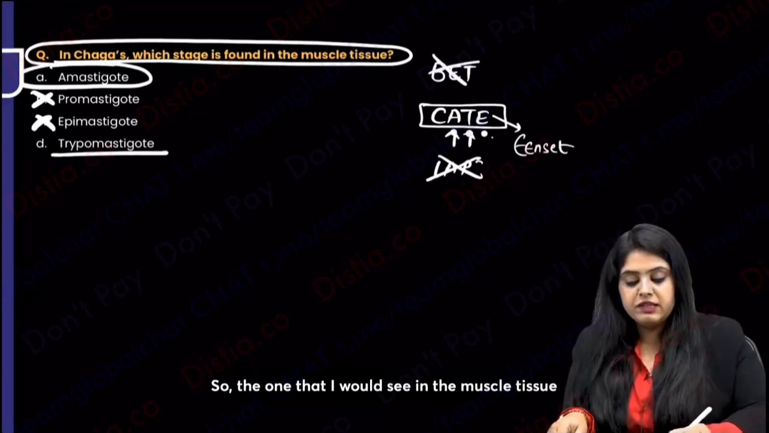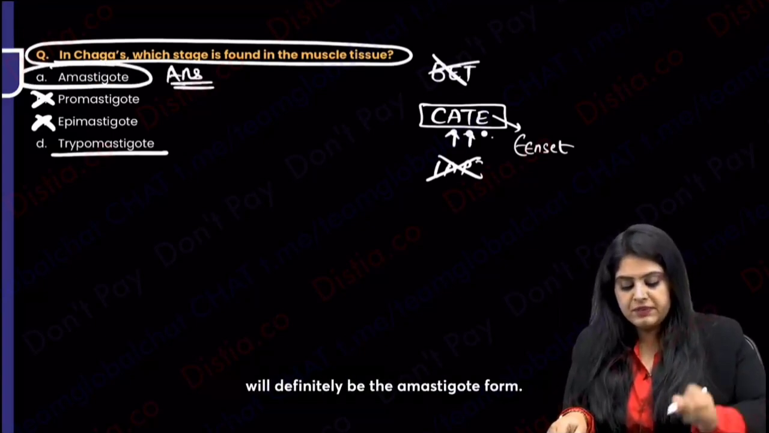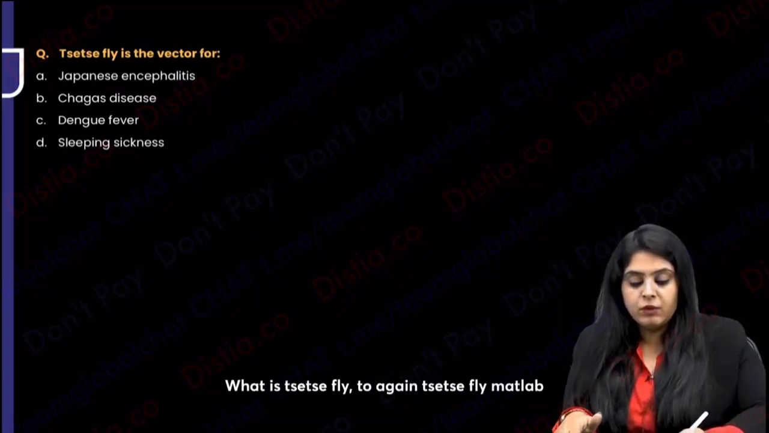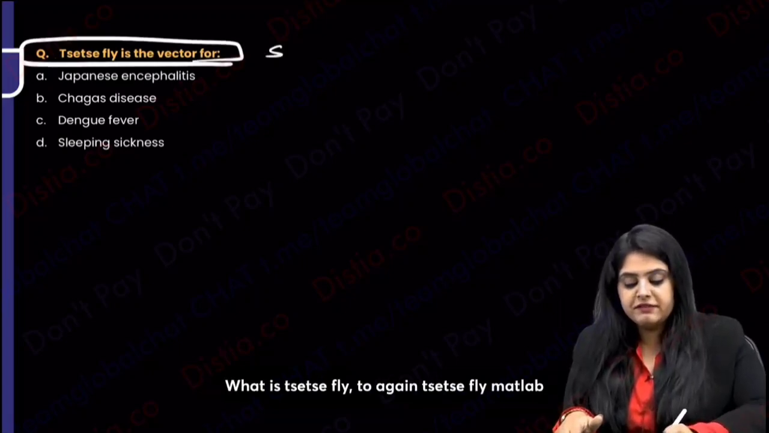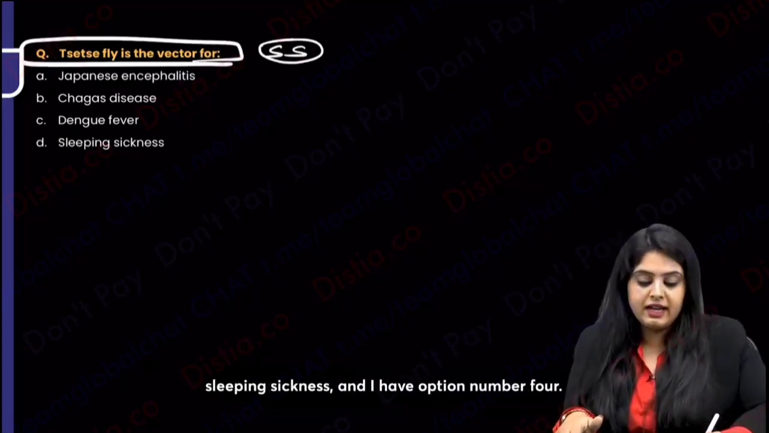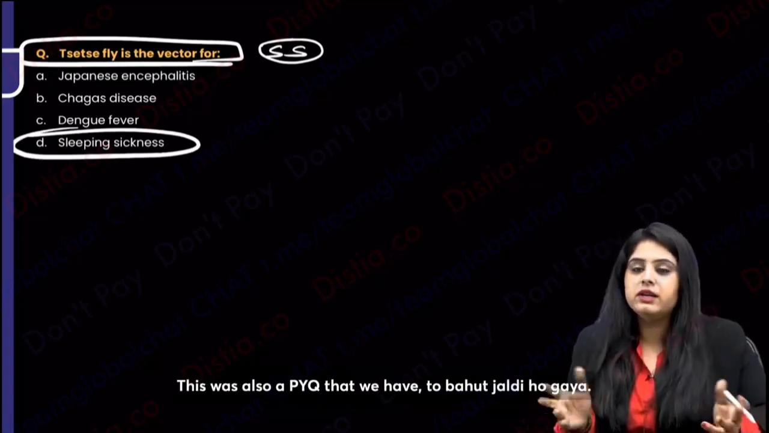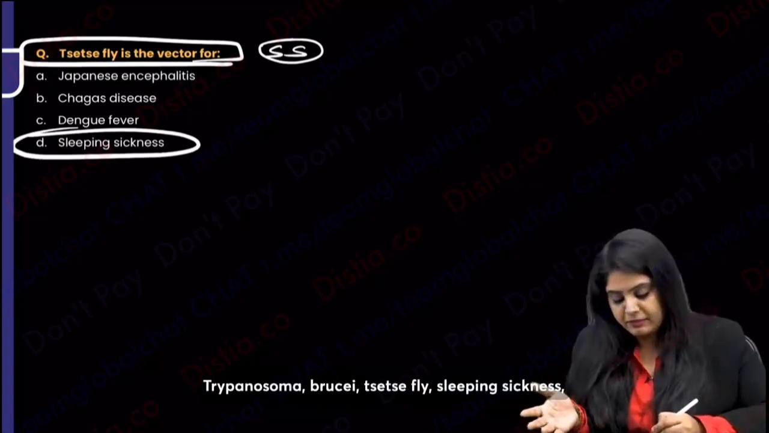So the one that I would see in the muscle tissue will definitely be the amastigote form. Two more one-liner questions. What is tsetse fly? So again, tsetse fly means sleeping sickness, and I have option number 4. This was also a PYQ that we have. That went very quickly. Trypanosoma brucei, tsetse fly, sleeping sickness.